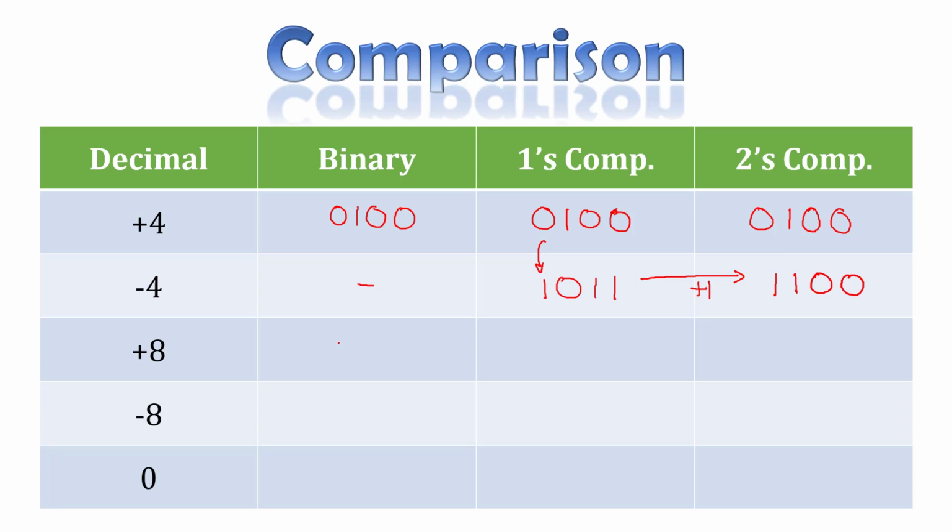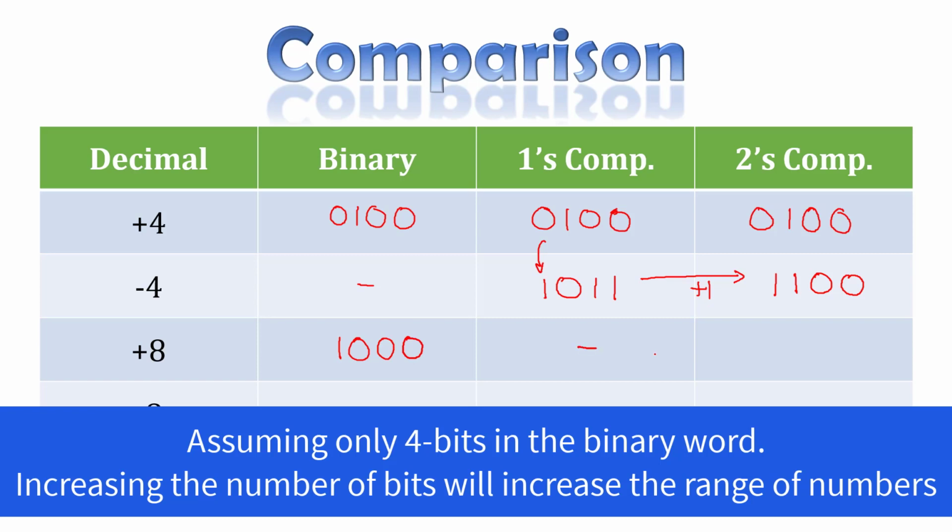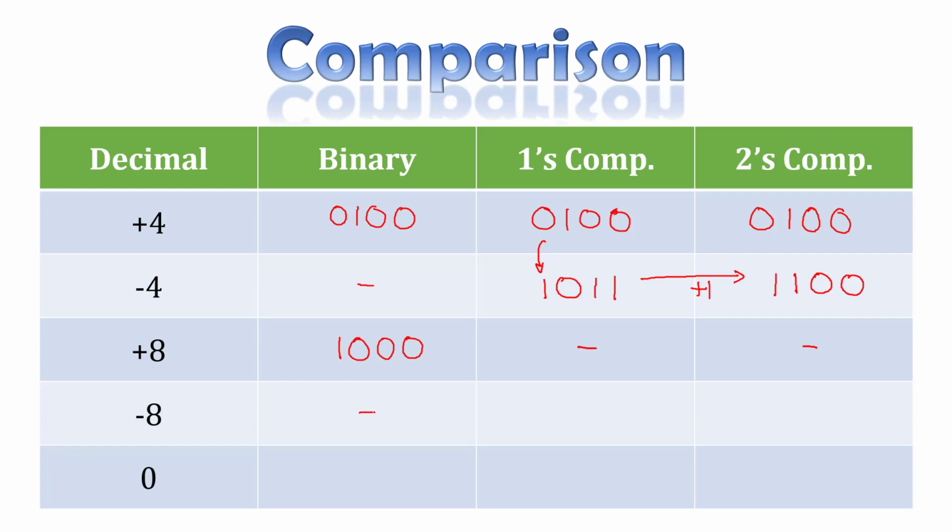Positive 8 in the binary system is represented by 1000. There is no positive 8 in the 1's complement system because it only goes up to positive 7. In the 2's complement, we also don't have the positive 8 value. The negative 8 is not represented in the binary system. The 1's complement also does not represent the negative 8s. In the 2's complement, the negative 8 is represented by 1000. And 0 in the binary system is represented by 0000. 1's complement represents 0 in two ways, which is 0000 or 1111. And in the 2's complement, 0 is represented by 0000.